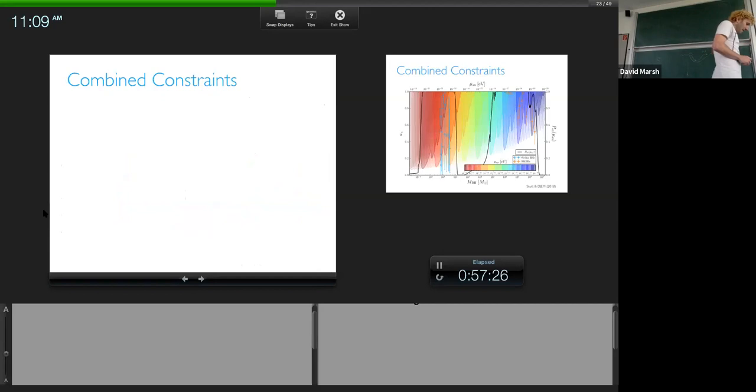Matt and I did this, and we did it for a big compilation of black hole mass and spin data. We took all of the normal stellar black holes that we could find in the literature, plus all of the supermassive black holes that we could find in the literature.